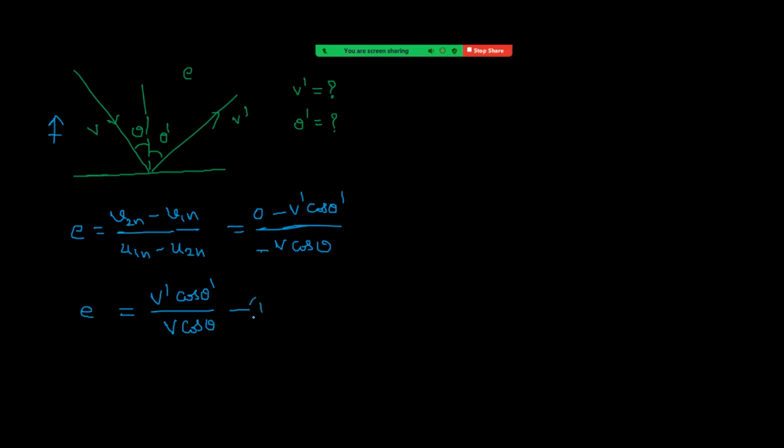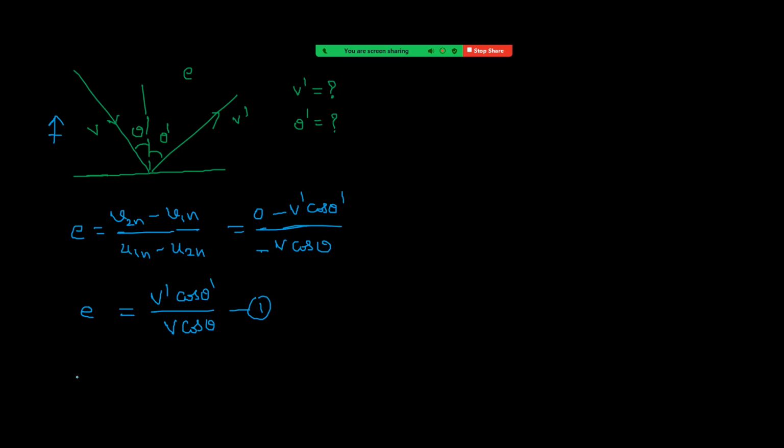This is one condition we got. So we have two unknowns, V dash and theta dash. So we require now one more equation. Actually, in the question, they have to mention that between the object and the ground, there is no friction. In that case, along horizontal, momentum does not change. In the sense, you can say velocity components. When there is no friction, velocity components along a tangent does not change.